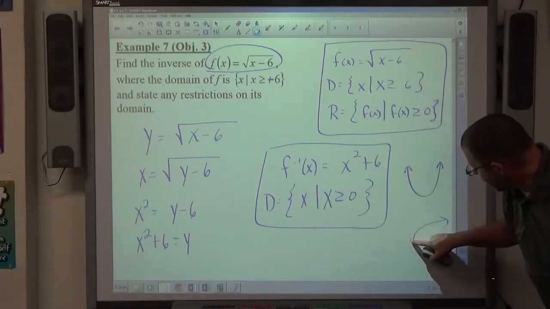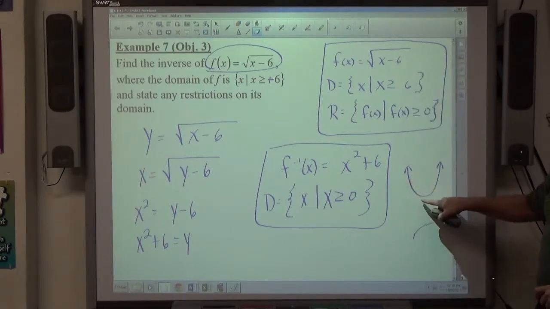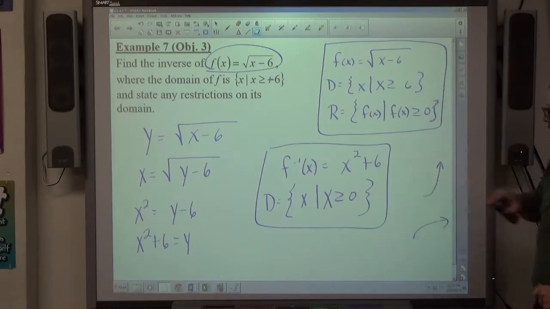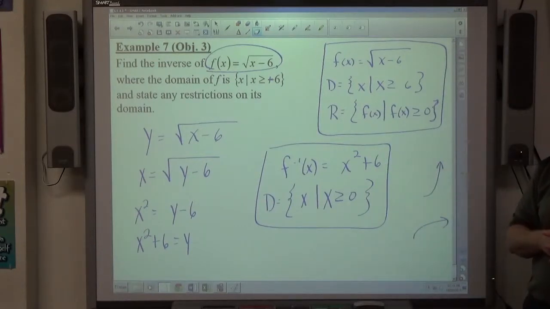So what we're looking at here is that this is the part of the function that is, and this is its inverse here. We're only getting that part of the graph because, again, that's what happens with inverse functions, they get flipped or whatever.